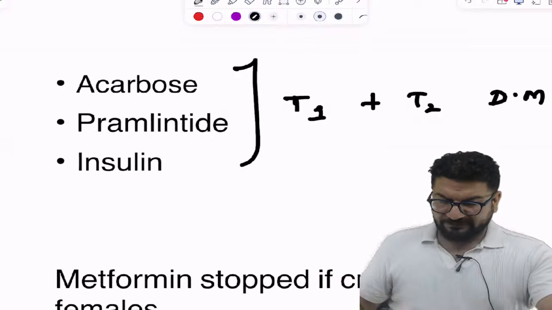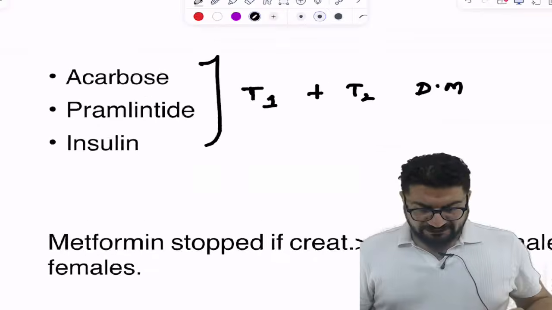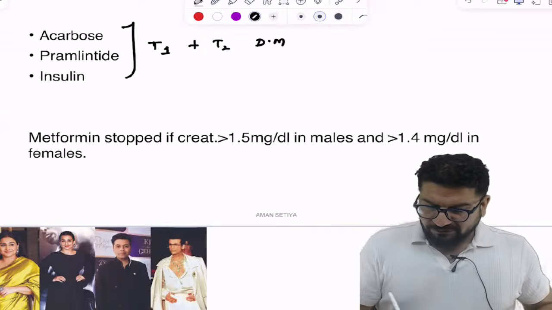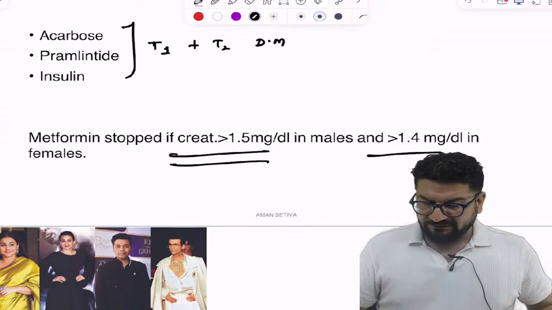You can use them in both types. So they ask you which drugs are used in both type 1 and type 2. Metformin should be stopped when creatinine is more than 1.5 in males, more than 1.4 in females.